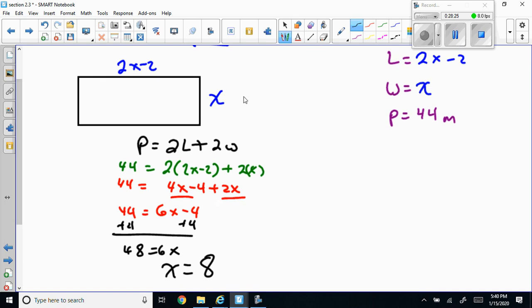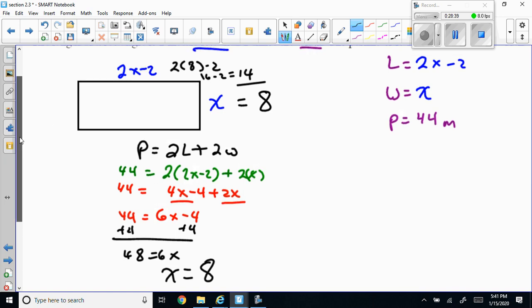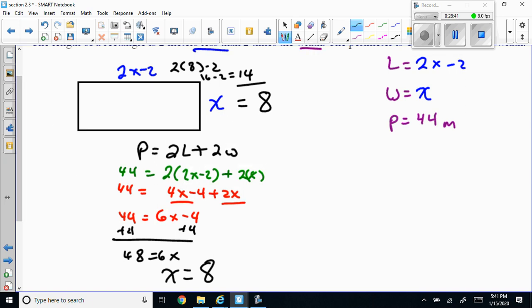So when we find x equals 8, that means the width is 8 and the length is 2 times 8 minus 2, which is what? 16 minus 2, which is 14. Now, it didn't ask for the length, did it? It asked for the who? The width, right? So just make sure when you're solving for these, if I've got one, I just go ahead and plug it in, and then I'll go back and look and see what the problem asks. Right. Any questions on this one?